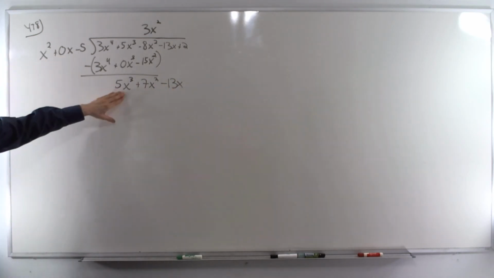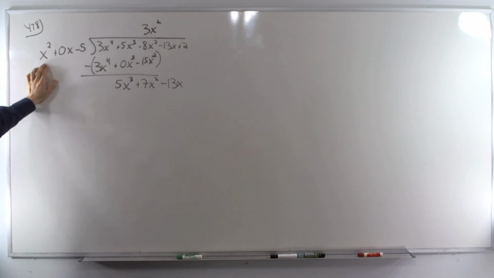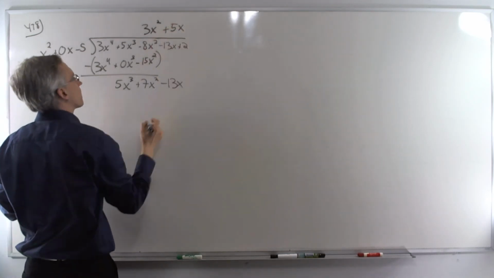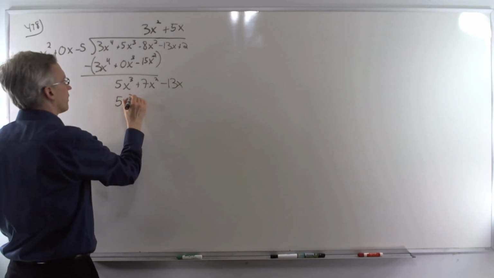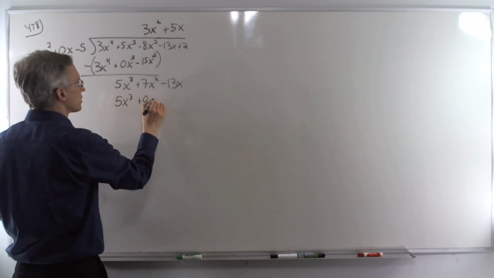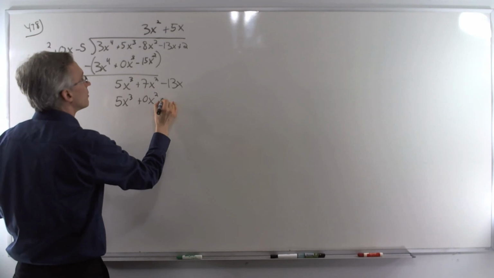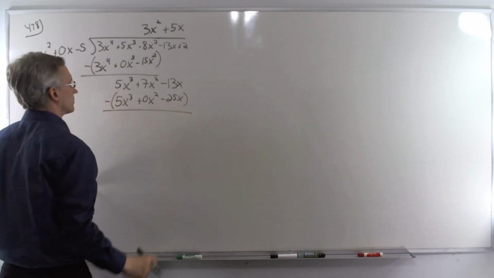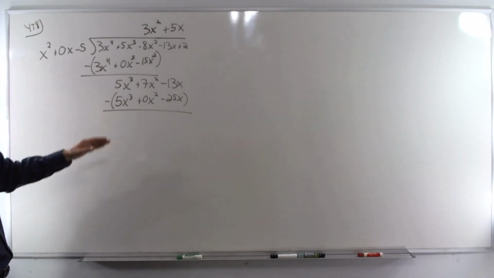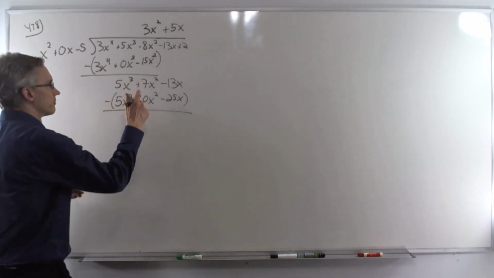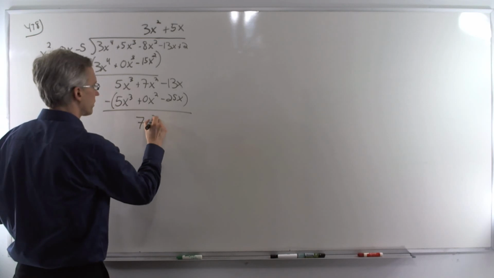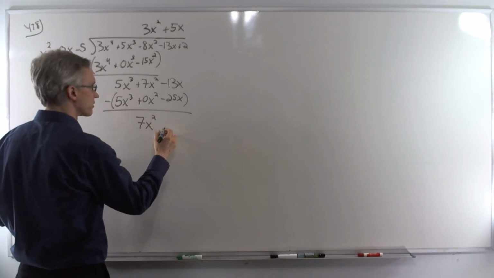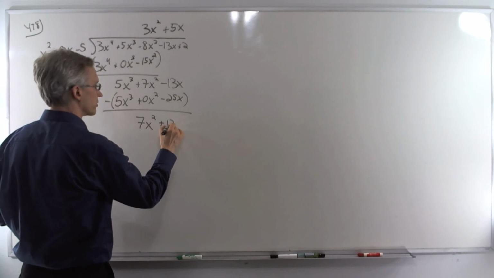Now we need to match 5x to the 3rd power. So we're going to multiply x squared by 5x. 5x to the 3rd plus 0x squared minus 25x. All right, those go away. 7 minus 0 is 7, so we got 7x squared. And negative 13 minus negative 25 is negative 13 plus 25, or 12. So 12x goes here.